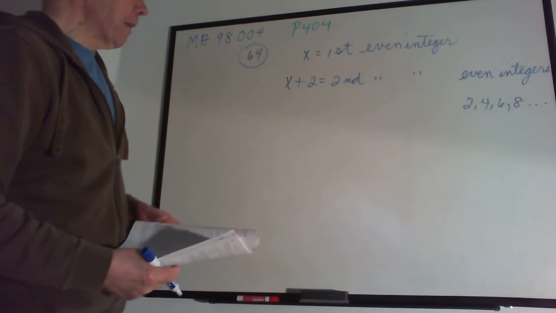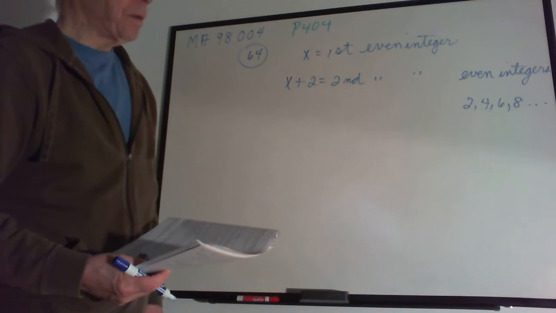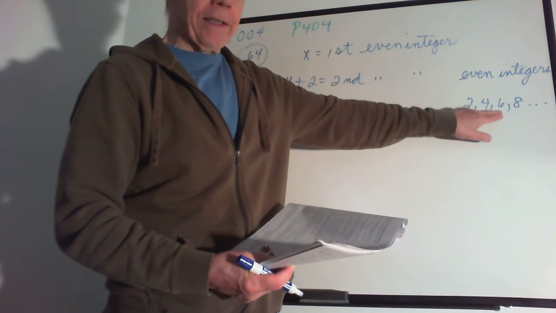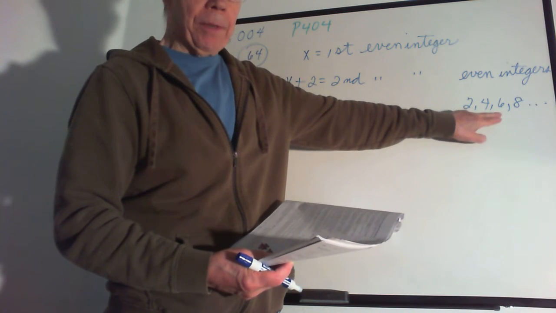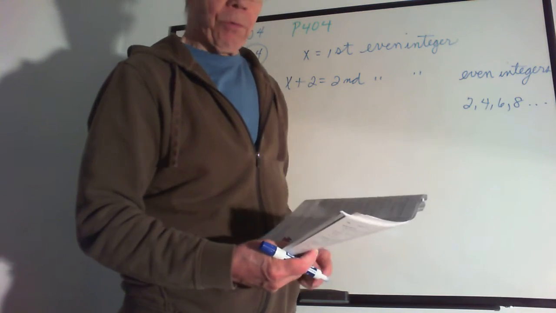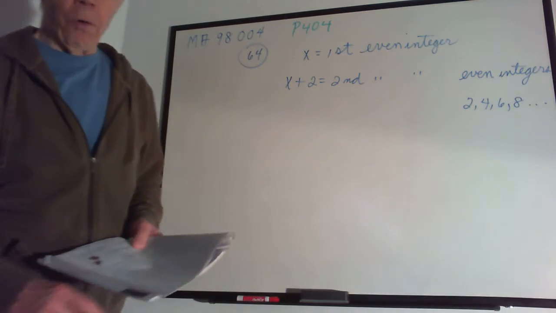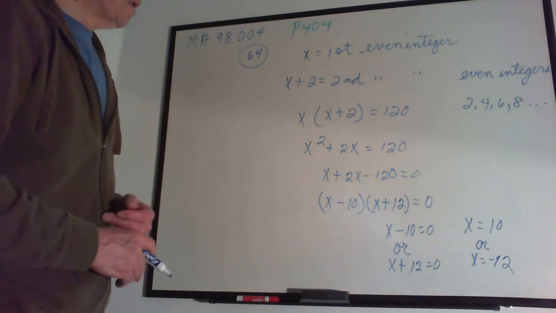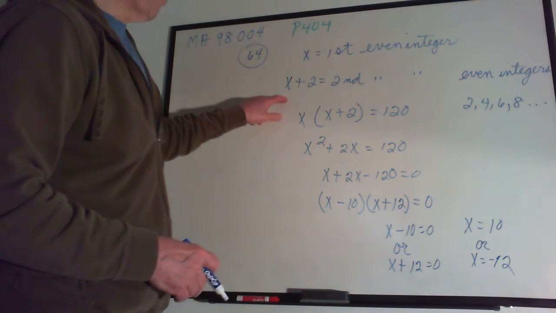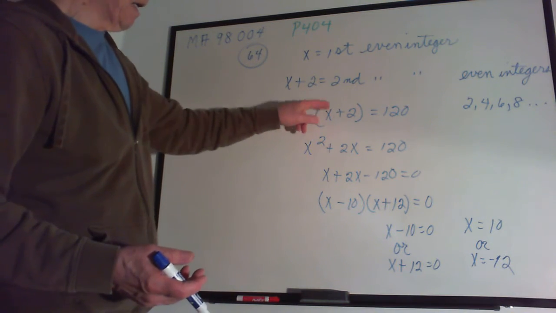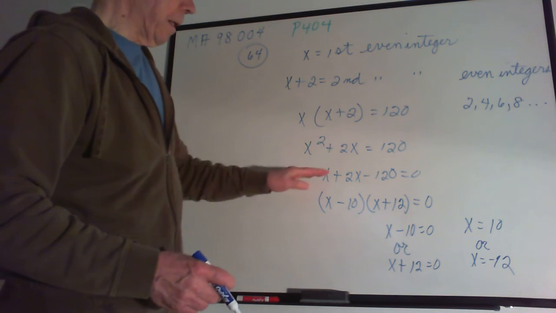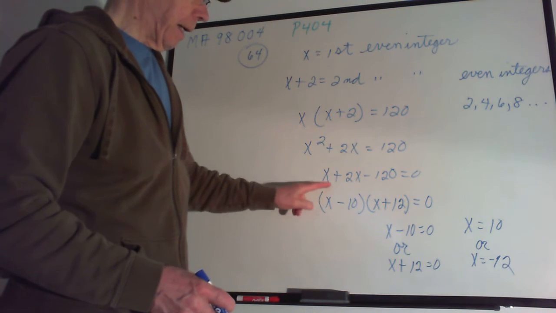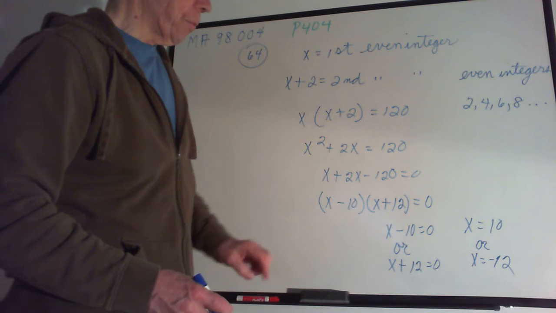All right, the second even integer is going to be x plus 2. If 4 is the first even integer, add 2 to it and you get the next even integer. If 6 happened to be the first even integer, the next one would be 8. So pause the video and try to do the math. All right, it says the product, which means multiplying. x times x plus 2 gives me 120.